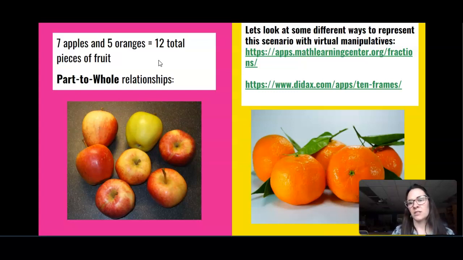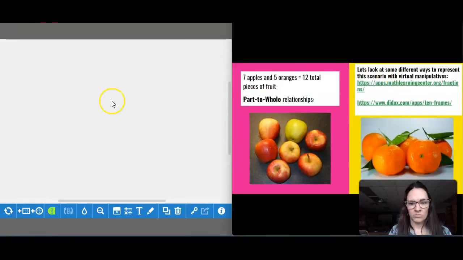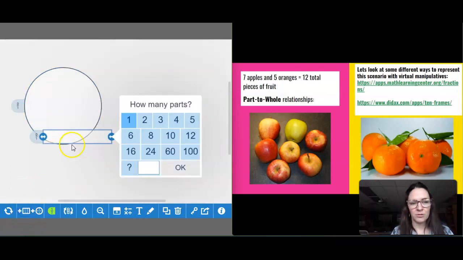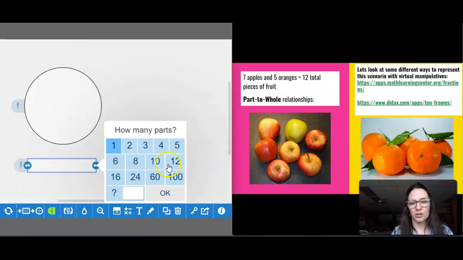So, let's look at some different ways to represent this scenario with virtual manipulatives. Here are some websites you can go to find some different ways to represent these. I'll give you a few examples. I am liking this fractions manipulative. You can choose your shape if you like circles, or you can choose rectangles and cut them into strips. So here's an example where we have 12 pieces of fruit. So I'm going to put 12 here and 12 here.